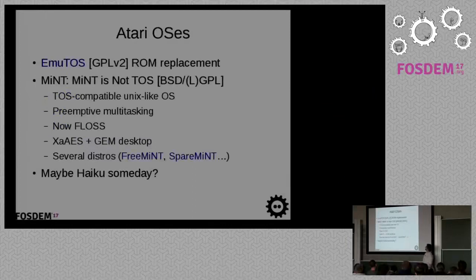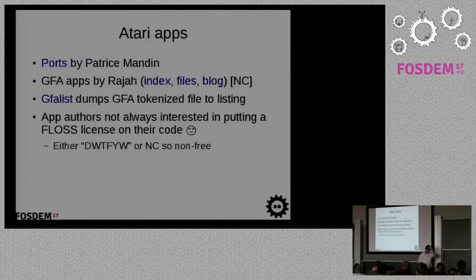So there are free software operating systems for the Atari. There's EmuTOS, and there's MiNT, which isn't the Linux Mint distro. MiNT is Not TOS, which is free software now. And it's preemptive multitasking. It has a Unix-ish API and even a U drive, because it was like DOS. There is A, B, C drive, and there's a U for Unix drive, which has /proc/ and so on. So it's a bit weird, but it's funny. And maybe Haiku someday. I started a Haiku port, but well.